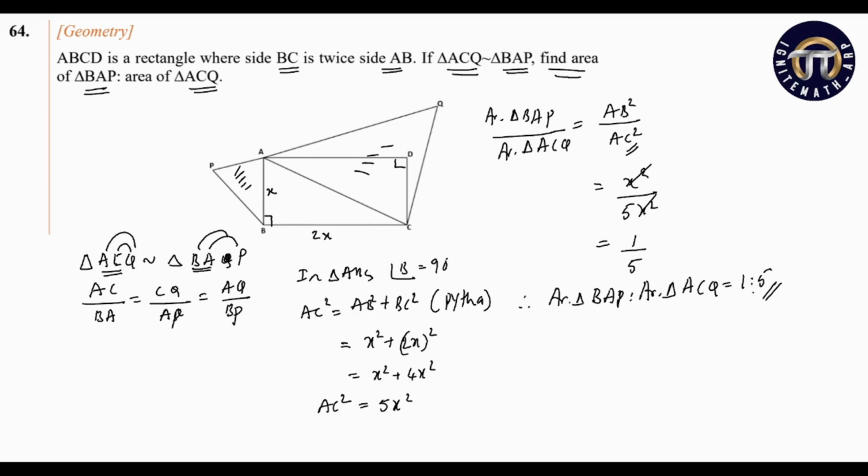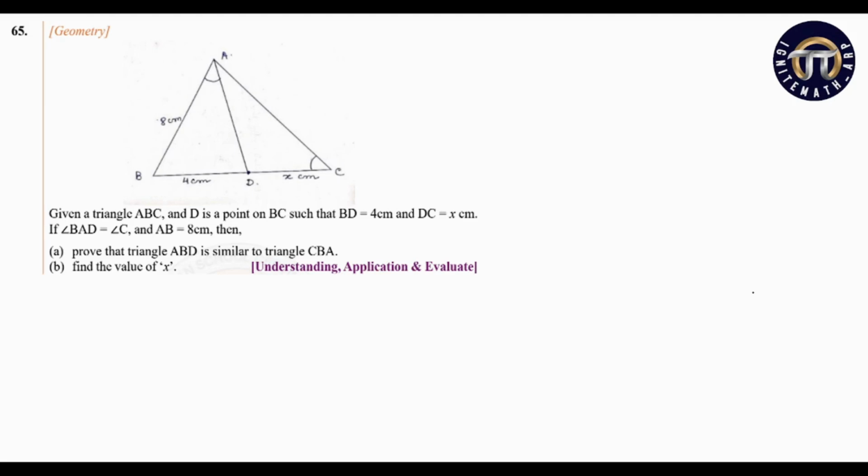So next question is, see here again, it's a geometry question. They are given that D is a point on BC such that BD is equal to 4 centimeter, DC is equal to x centimeter, and angle BAD is equal to angle C. BAD, this angle is equal to C they have given you. So prove that triangle ABD is similar to triangle CBA.